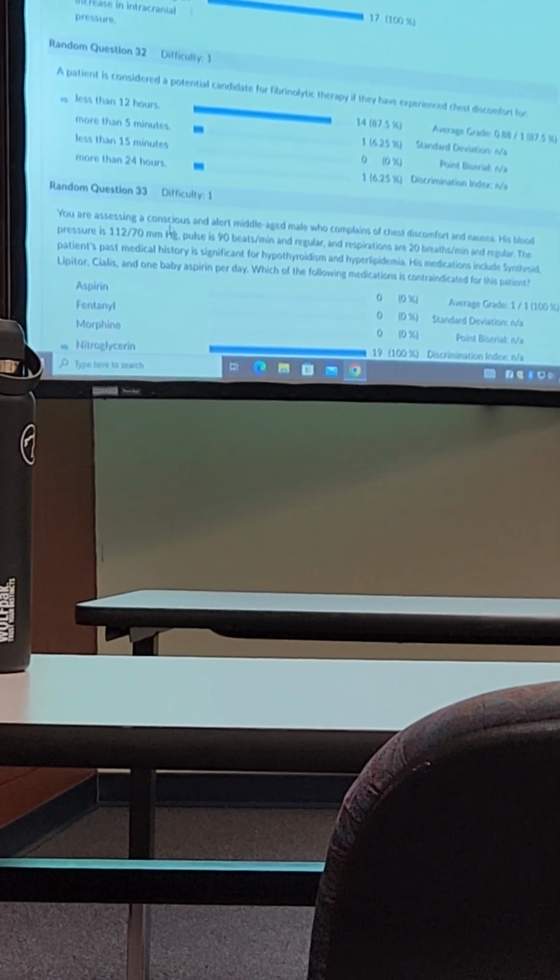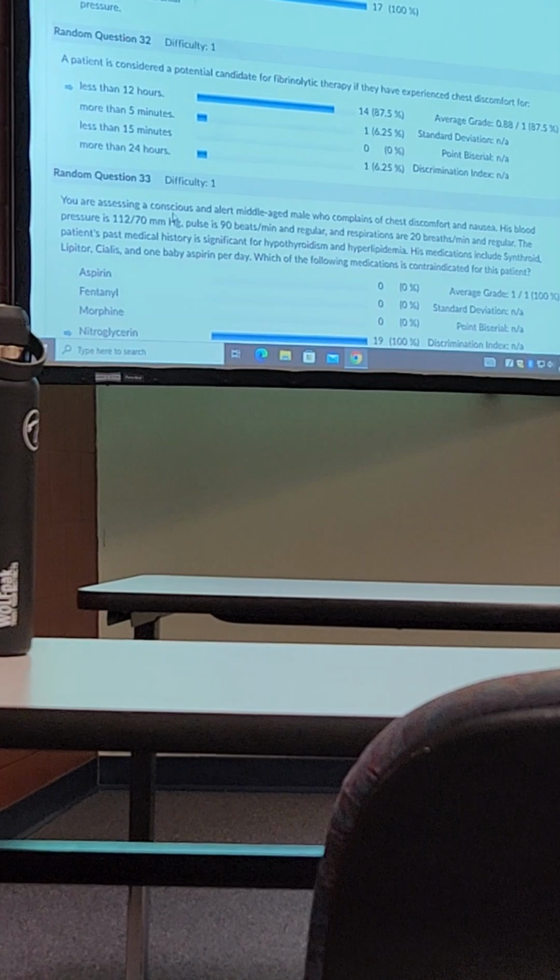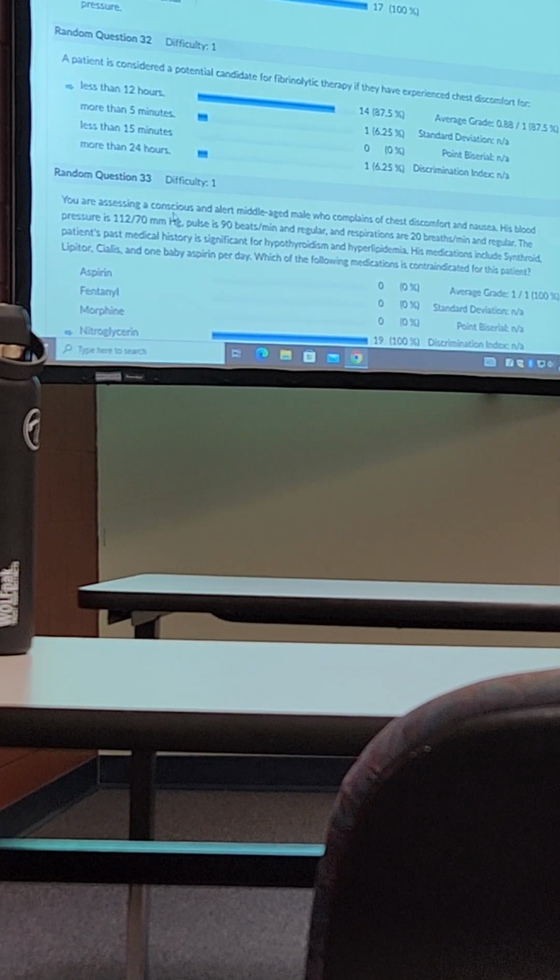Candidate for fibrinolytics, if they've had chest pain for less than 12 hours. It's actually more than 15 minutes and less than 12 hours.